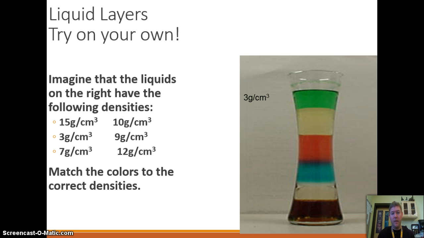Okay, here we go. You should have put 3 grams per centimeter cubed there. It's the least dense, then 7 grams per centimeter cubed. Red becomes 9 grams per centimeter cubed. Blue is 10 grams per centimeter cubed. White, 12 grams per centimeter cubed. And then finally, the brown liquid is 15 grams per centimeter cubed. So most dense is definitely there on the bottom, and the least dense is at the top.